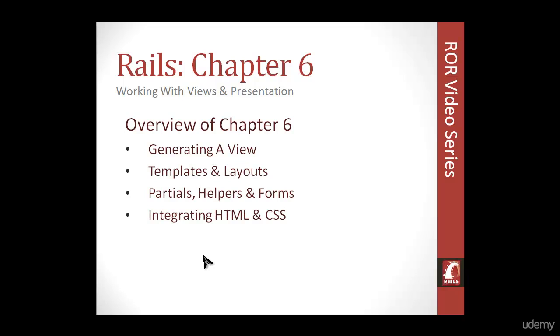Chapter 6 will be the V in MVC, which is the views, which is what your users, your website visitors, will see. It usually consists of HTML and CSS with some Ruby integrated into it. So we'll be generating a view. We'll take a look at templates and layouts, partials, helpers, and forms, and integrating HTML and CSS.